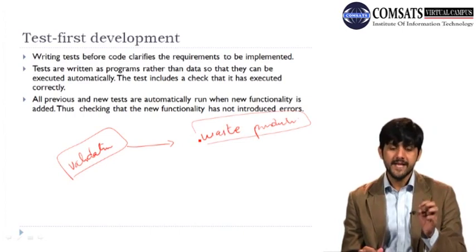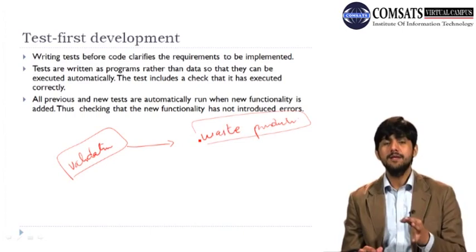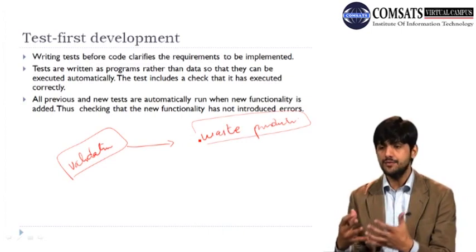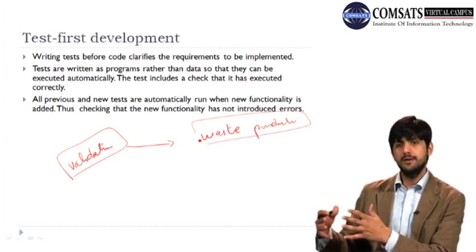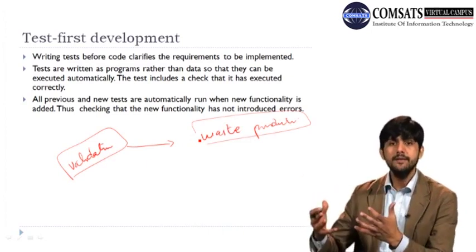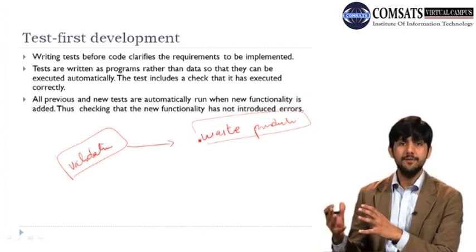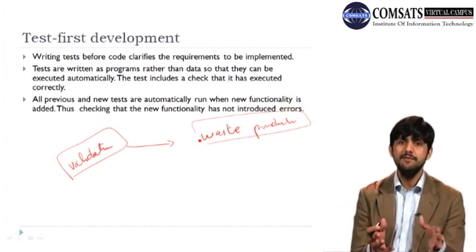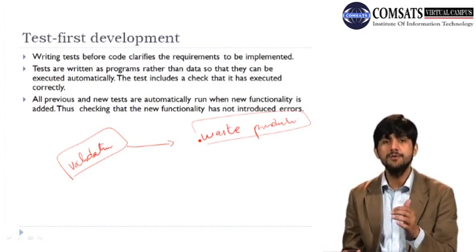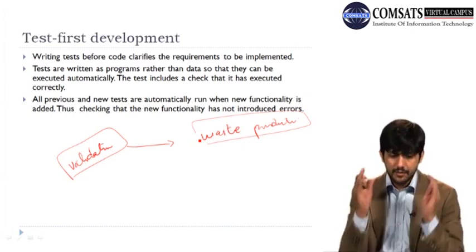So tests are written as programs rather than data, so they can be executed automatically. Normally in Agile methodologies, you have automated testing. You do not have separate resources who are testers. And in bigger corporations worldwide, the concept of testing is different now. People believe in test first development. They believe that you write these automatic scripts to do the testing, and developers are responsible to test their own code. So the role of testers is actually diminishing. That is what you need to prepare for.